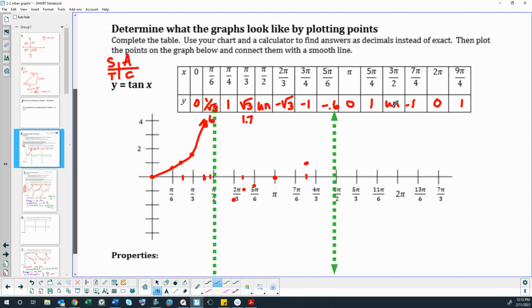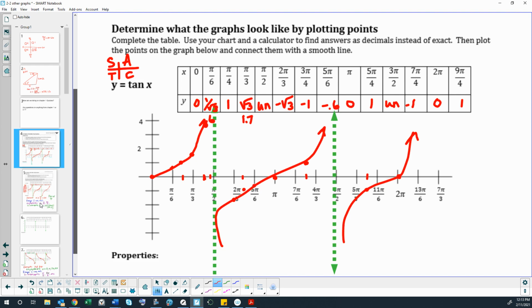And then we have undefined here. We already have our asymptote in there. And then 7 pi fourths is in between 5 pi thirds and 11 pi 6. So that's going to be at negative 1. And then at 2 pi, we're back up to 0. So hopefully you can see how this, my sketches are terrible. Kind of see how this is going to repeat over and over.